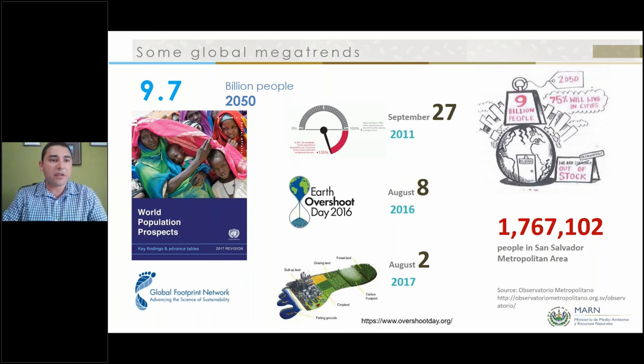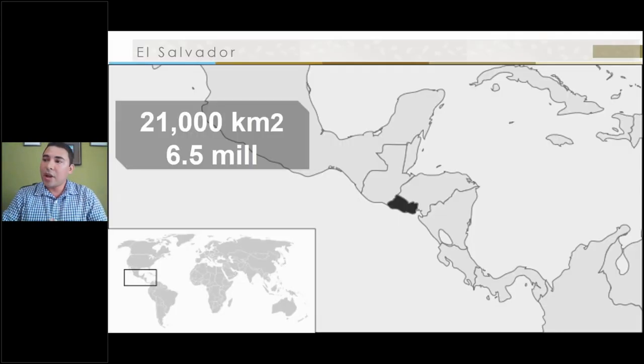But we have been facing some of the global megatrends, and according to the Global Footprint Network, last year, by around the 2nd of August, we had used more from nature than what our planet can renew in the whole year. So climate change, resource stress, and urbanization are just some of the significant environmental issues in El Salvador. And this is the context in which we undertake these tasks. But before talking about reforming the environmental permit and review system, it's important to understand the context in which we live here in El Salvador.